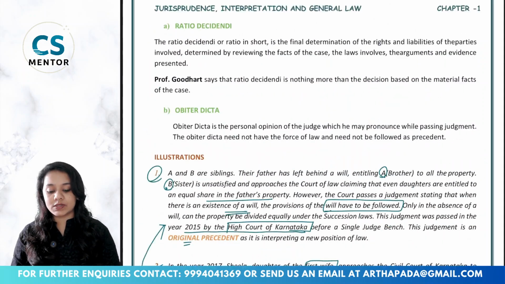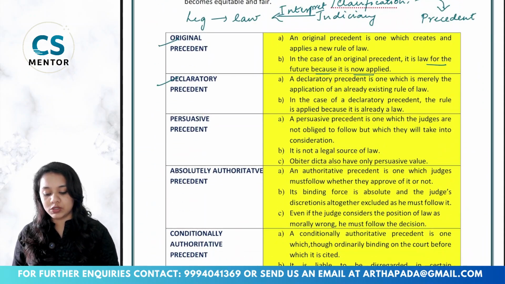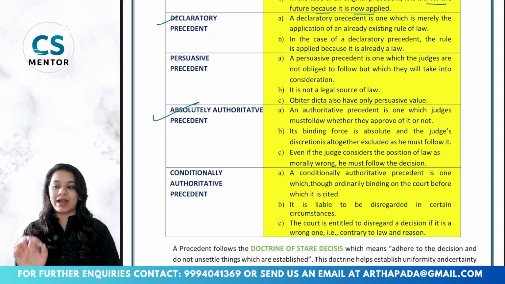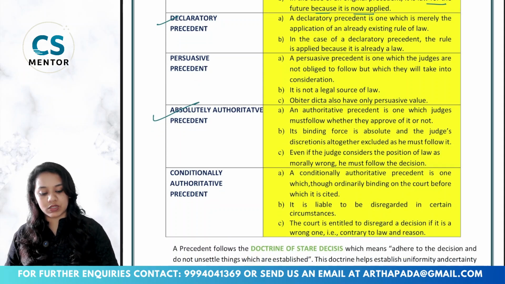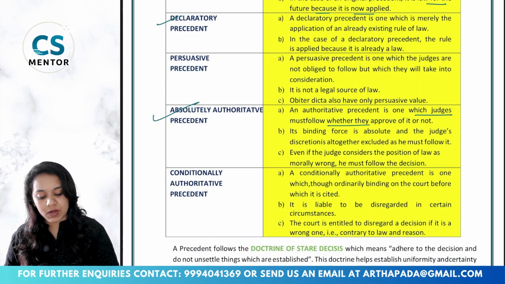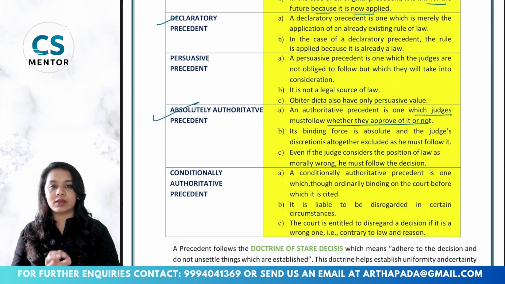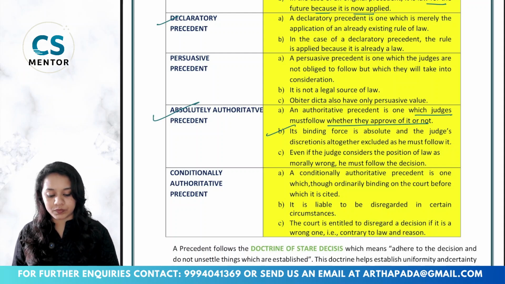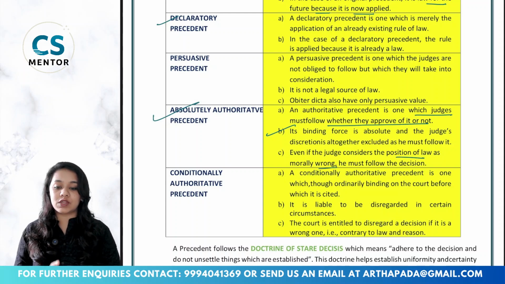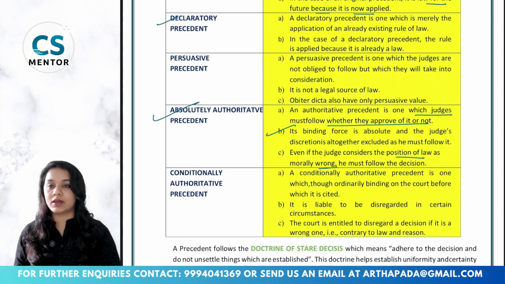Okay, but this is what we mean by original, declaratory, and absolutely authoritative precedents. Absolutely authoritative precedent is one which judges must follow whether they approve of it or not. It is absolute, it is binding, and the judge has to follow it. Even a wrong position of law, if the judge believes that no, this decision may not be entirely correct, he has no choice and he has to follow it.